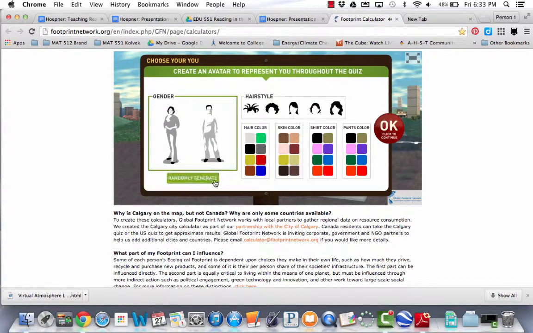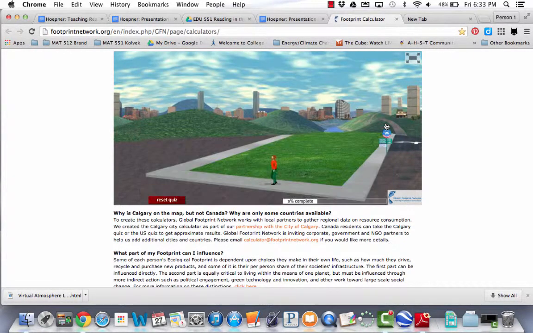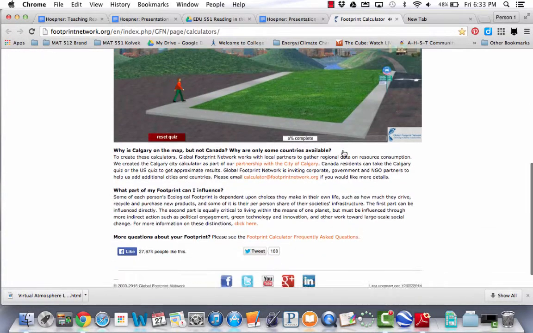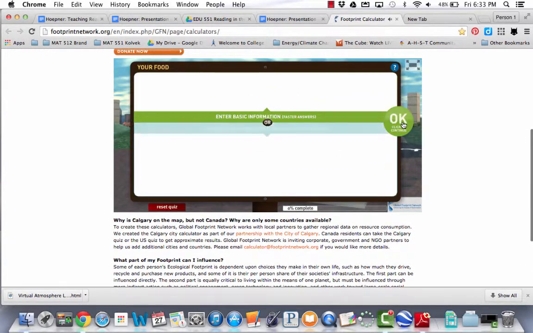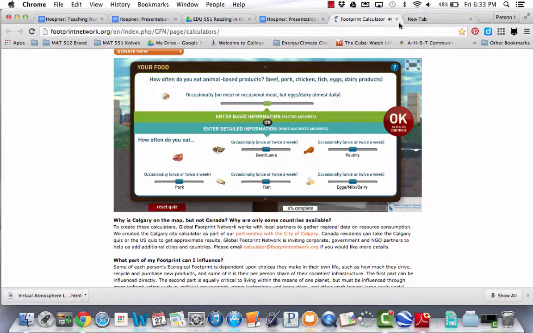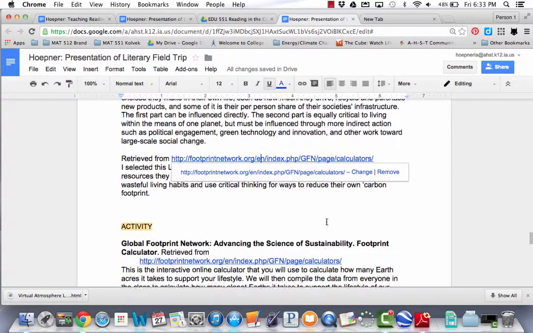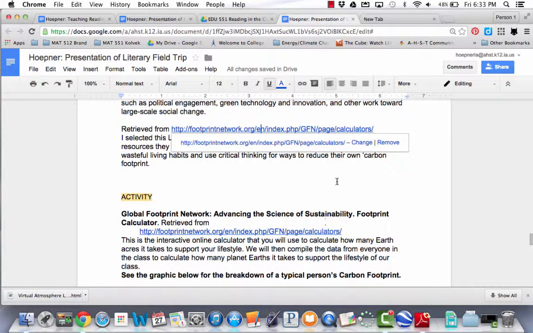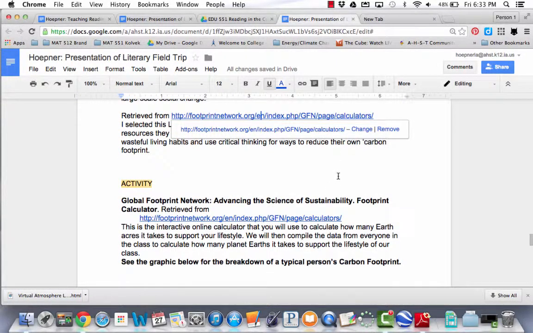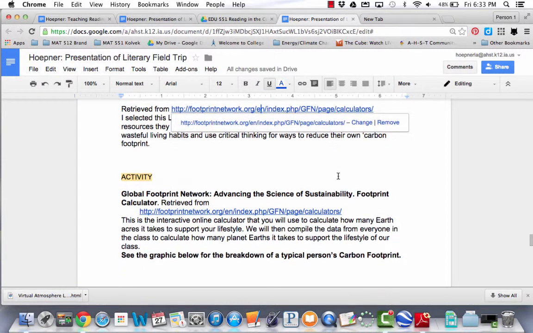website. It just tells the kids they can pick a body part, or what they look like, and then how big their house is going to be. And then eventually it tells how many acres it takes, and what we're going to do is compile that data with the whole class and make a chart that shows how many planets it takes to support the lifestyle that these students are living.